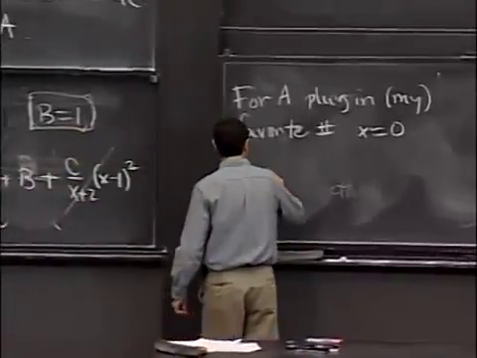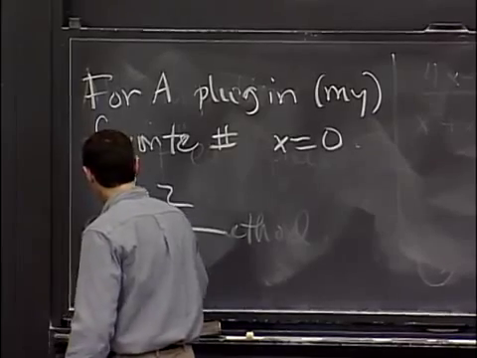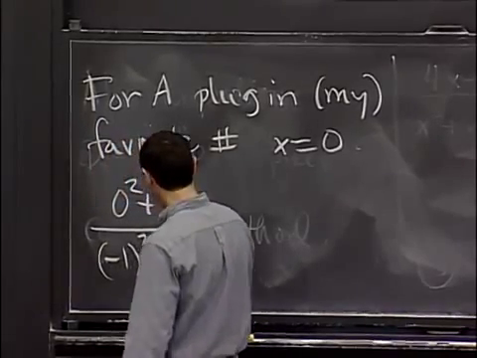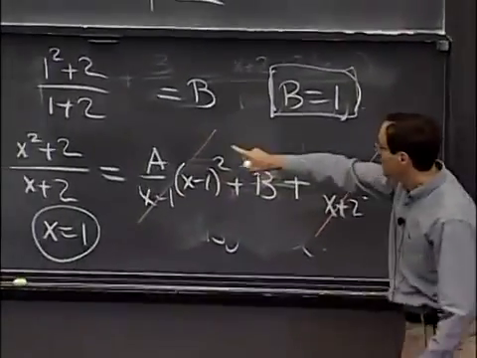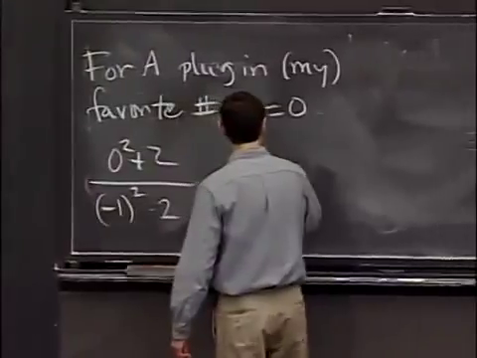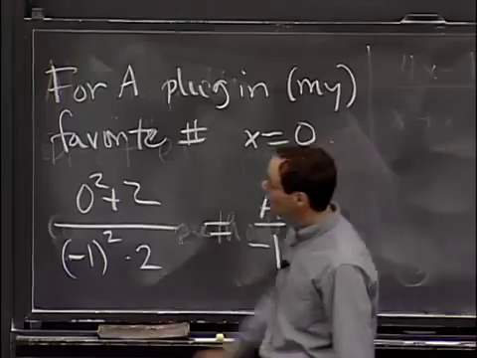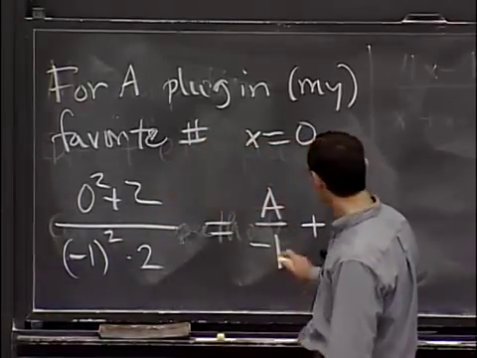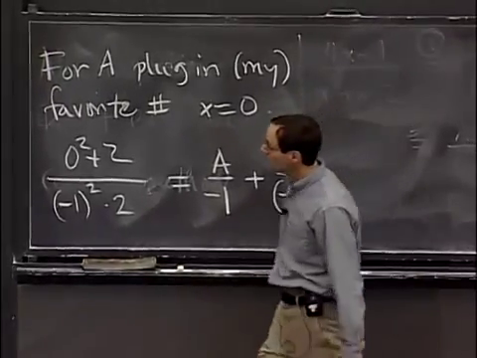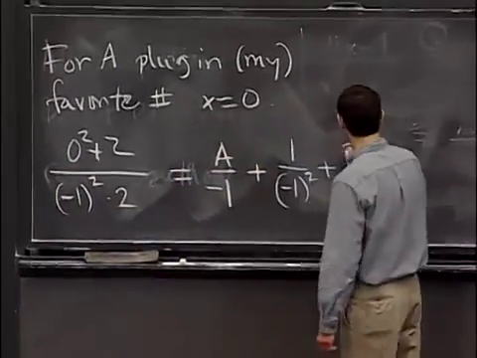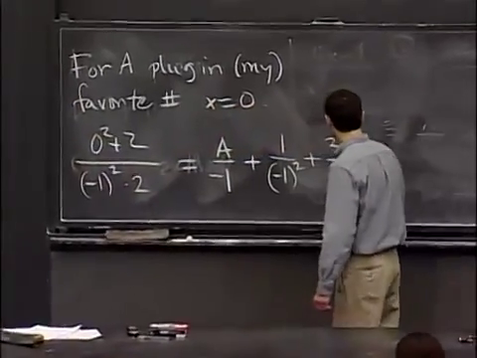I'm going to plug in now x equals 0 into the equation. What do I get? I get 0 squared plus 2 divided by minus 1 squared times 2 is equal to, let's see, a is the thing that I don't know, so it's a over negative 1 plus b over x minus 1 squared, so b is 1, so that's 1 over minus 1 squared. And then c was 2/3. 2/3 over x plus 2, so that's 0 plus 2.